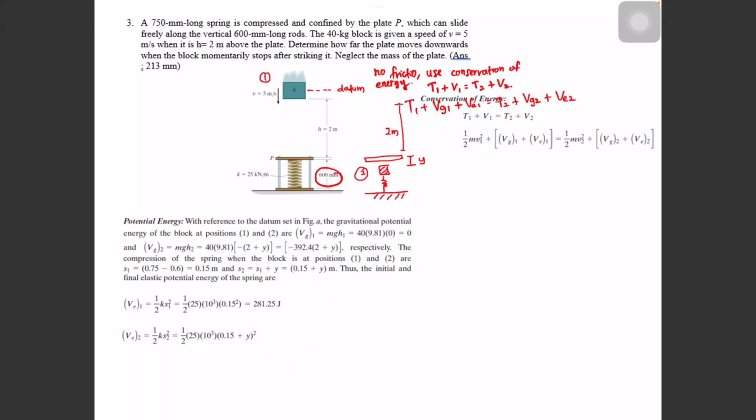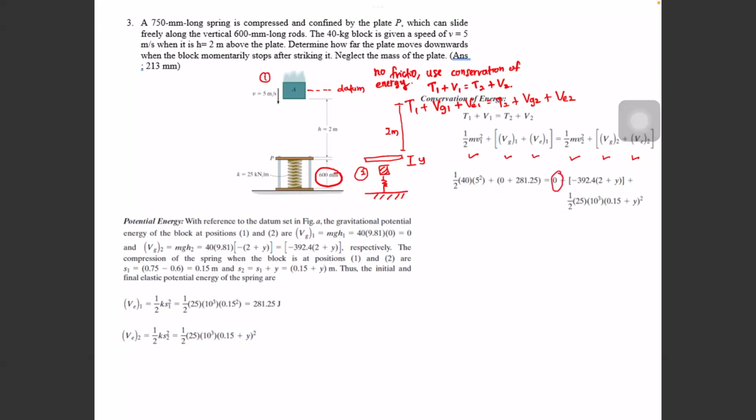And then for conservation of energy, you just simply plug into the equation, which is T1 plus VG1 plus VE1 equals T2 plus VG2 plus VE2. Okay, so you have this expression. So 0 is potential energy at position 1. This is elastic energy at position 1. This is kinetic energy at position 2.